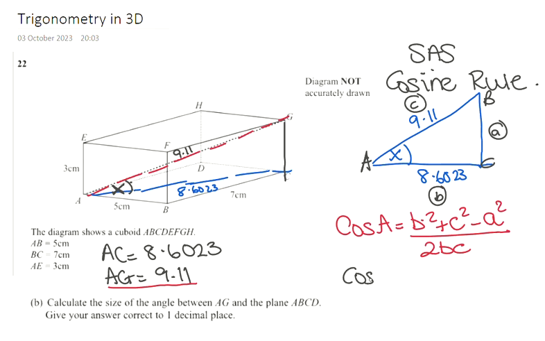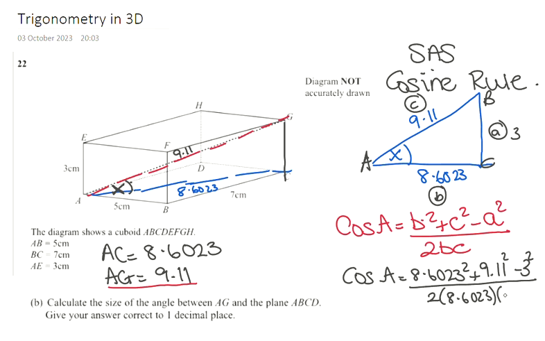So the cosine of A, B is going to be 8.6023 squared. C is 9.11 squared, and A is 3. So we know that from the other diagram. So this is going to be minus 3 squared. And this is all divided by 2 times B, which is 8.6023, and this is multiplied by C, which is 9.11.